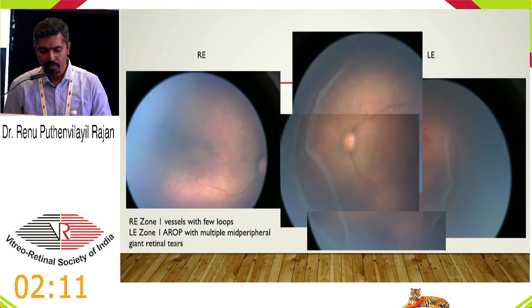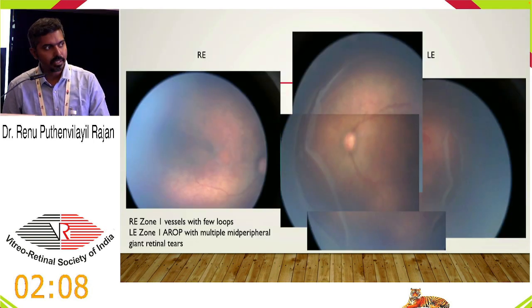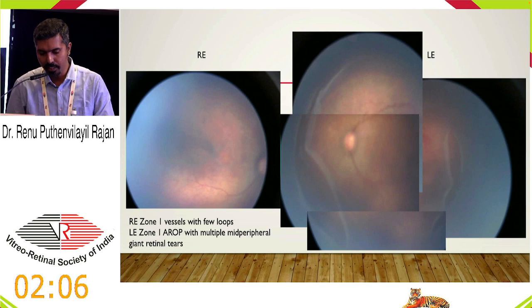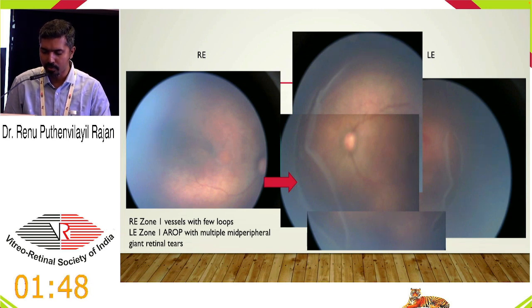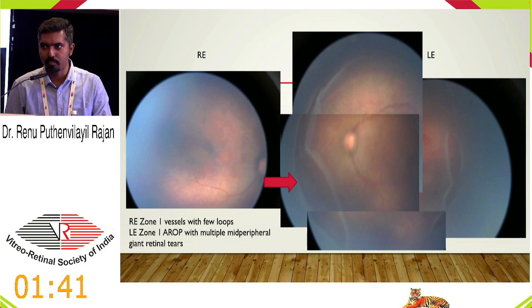She presented for ROP screening at 4 weeks, and at that time the weight was 730 grams. On screening, the anterior segment was all right. On dilated fundus examination, in the right eye, we could trace the vessels within zone 1, with a few loops, but not much dilatation or tortuosity. In the left eye, we found multiple tears just outside in the nasal side within zone 1 and in the temporal side outside zone 1 within the avascular area. And the vessels were more dilated and a bit tortuous compared to the other eye.